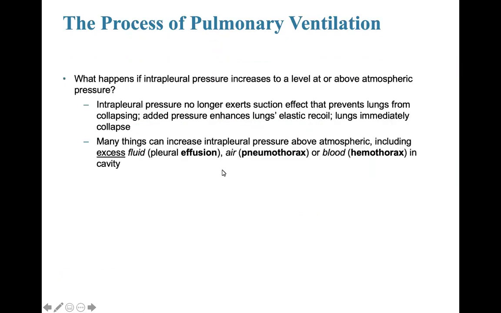So now what happens if intrapleural pressure increases to a level at or above atmospheric pressure? Intrapleural pressure no longer exerts the suction effect that prevents the lungs from collapsing. The added pressure enhances the lungs' elastic recoil, and the lungs will immediately collapse. Many things can increase intrapleural pressure above atmospheric, including excess fluid, which is referred to as a pleural effusion, air, which is referred to as a pneumothorax, or blood, which is referred to as a hemothorax within the cavity.